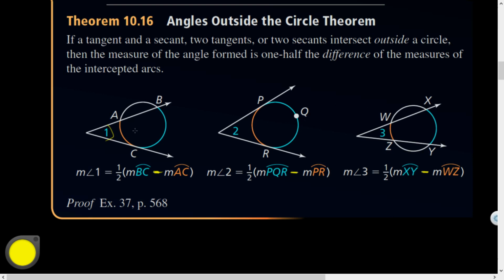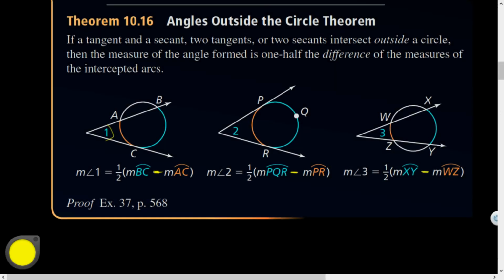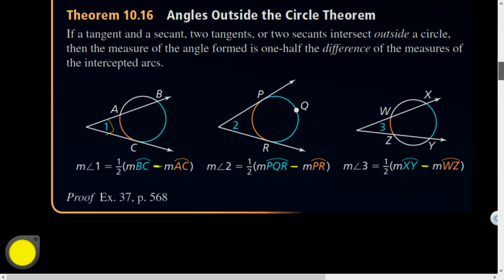Notice that these lines could be formed with a tangent line and a secant line. It could be two tangent lines. It could be two secant lines. But the idea is it's half of the difference. So let's take a look at some examples using these.